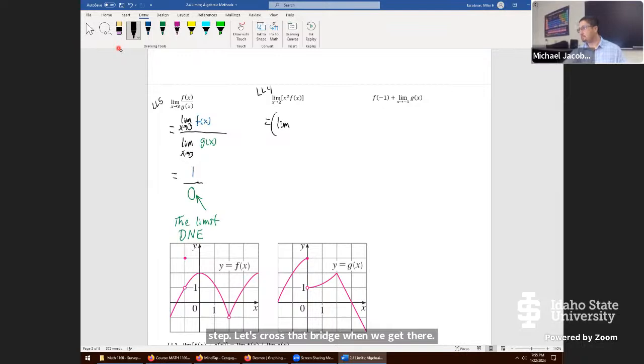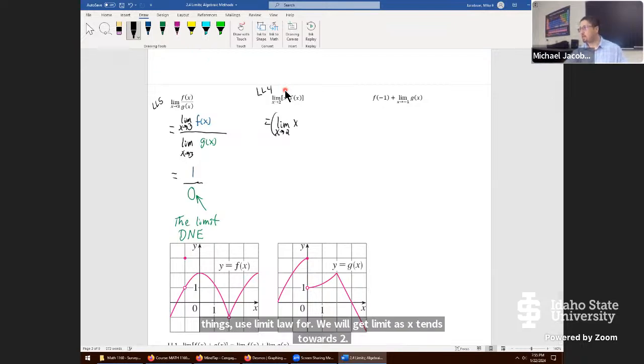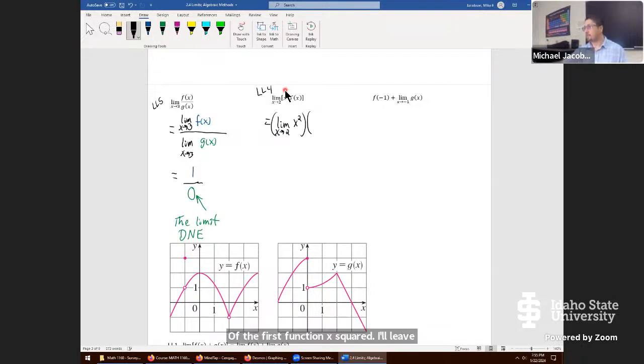We will get limit as x tends towards 2 of the first function, x squared. I'll leave this one unhighlighted. Then take the limit as x tends towards 2 for f of x on this function.